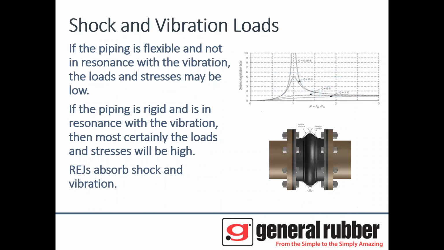For shock and vibration, if the piping is flexible and not in resonance with the vibration source, the loads and stresses will be low. But if the piping is rigid and in resonance with the vibration, then most certainly the loads and stresses would be high, and rubber expansion joints absorb shock and vibration. And yes, a performance expansion joint will do this that much better.